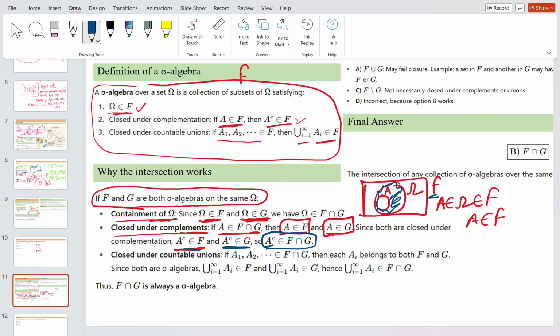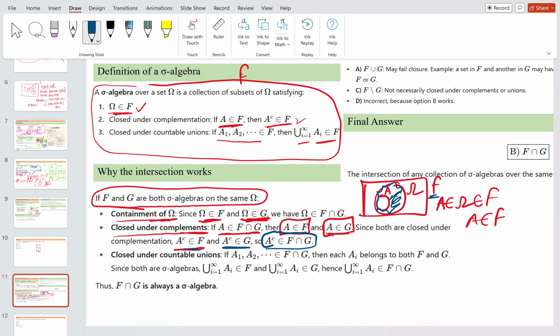Getting my point? If omega belongs to F and that same omega belongs to G, it means there is a common point between F and G where the intersection exists, and that omega belongs there. If inside omega you have a subset A that belongs to F and also belongs to G, then its complement will also belong to F, and that complement belongs to G. So you can say that A complement belongs to F intersection G.